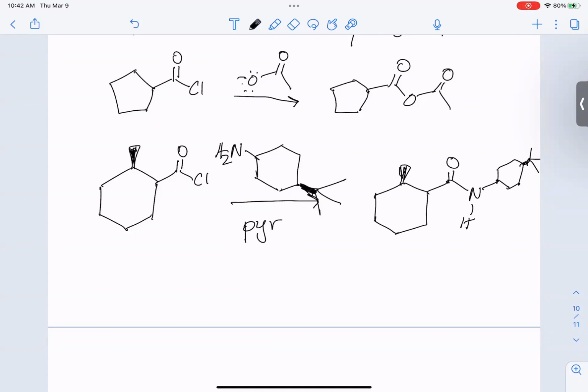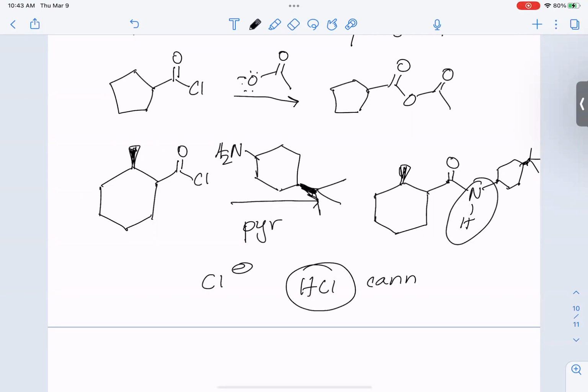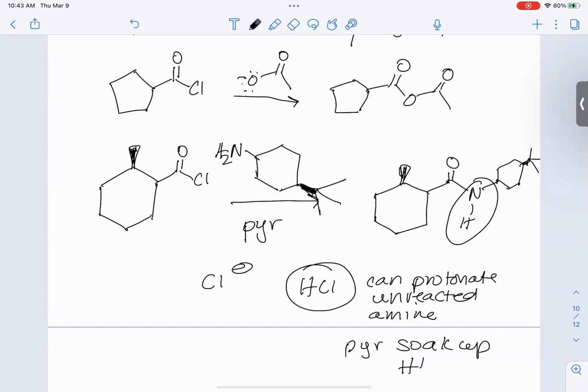But you need to have pyridine because the chlorine is a leaving group. Notice on this nitrogen, you're down a hydrogen. You have to deprotonate the nitrogen at some point in the mechanism, and then you have HCl as a byproduct. That hydrogen can protonate any unreacted amine. So you have the pyridine to soak up the H plus that's produced.